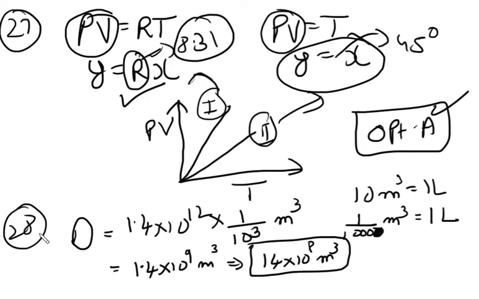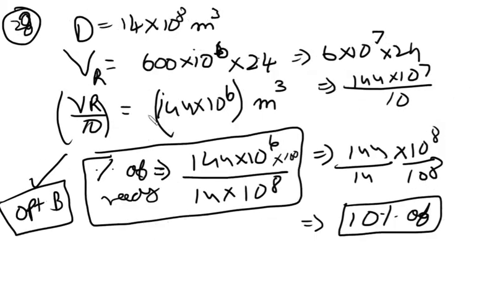Moving on to question number 28, the annual demand in liters of water in Mumbai would be 14 into 10 power 8 meter cube. Remember, we need to convert everything into meter cube because it's given in liters. So we know 1 decimeter cube is 1 liter. So 14 into 10 power 8 meter cube is the annual demand. The volume of rain received would be 6 into 10 power 7 into 24 meter cubes. 10% of this volume would be 144 into 10 power 6 meter cube.